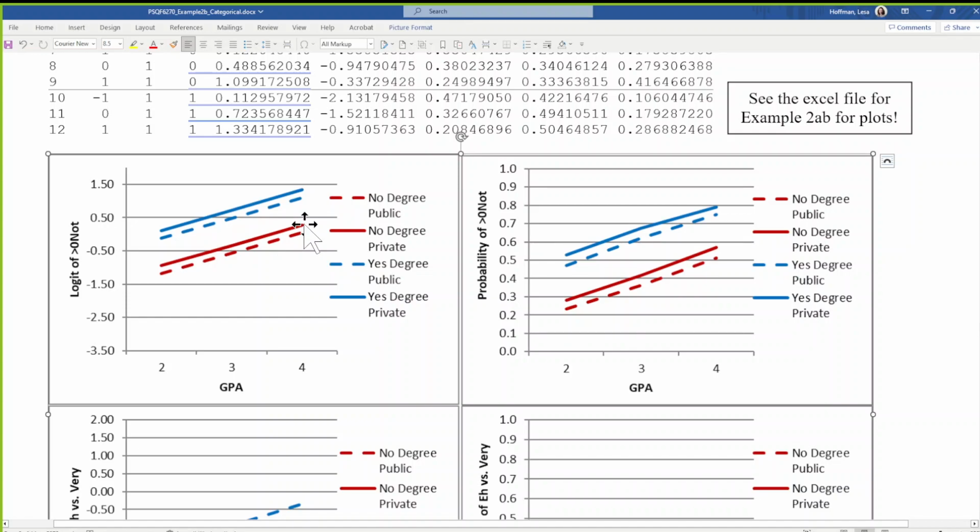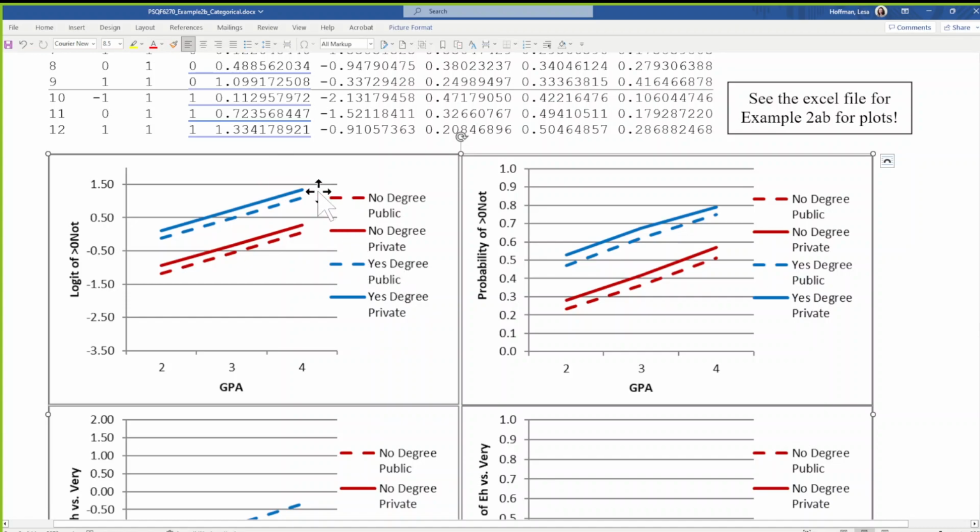No interactions in this model. So the effective GPA doesn't care what school you went to or what your parents did. The difference between the blue lines and the red lines illustrates the difference between parents who did not have a graduate degree and parents who did. The logit of answering above 0 is higher if your parents have a graduate degree. The blue lines are higher.